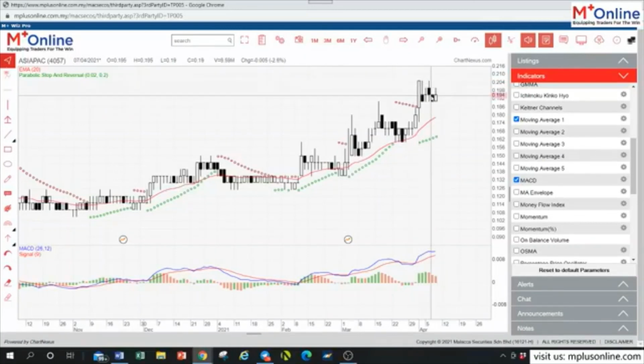So right here, if you are looking at it parabolic SAR wise, we can see this is the earlier entry. The trend is going on an uptrend, and if you want to trade, you can trade on the breakout of the trend for a potential uptrend continuation, okay.